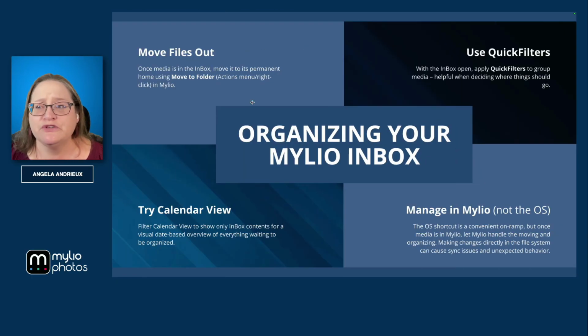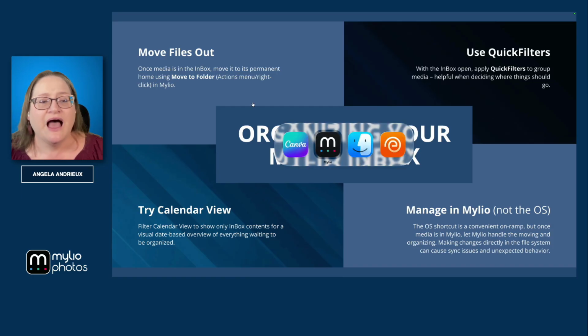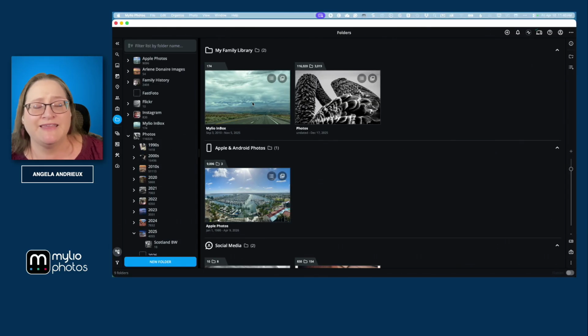You can also use quick filters. If you have a lot of things that are similar that you know you're going to want to group and put into the same place, quick filters can be very helpful with that. They can also help you decide where that media should go. Between the quick filters and the calendar view, I'm going to say those are probably the easiest and best ways to organize these. I'm going to show you the calendar view way of organizing them first.